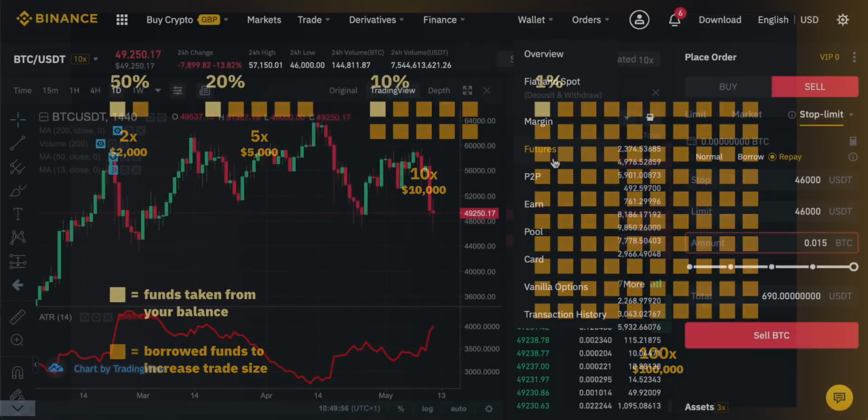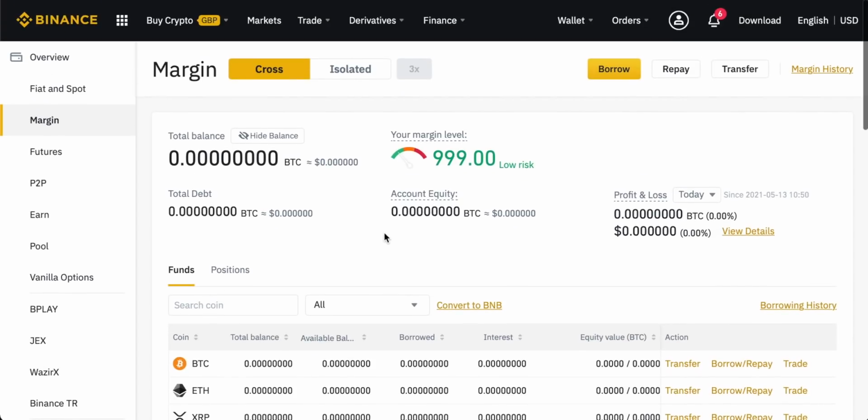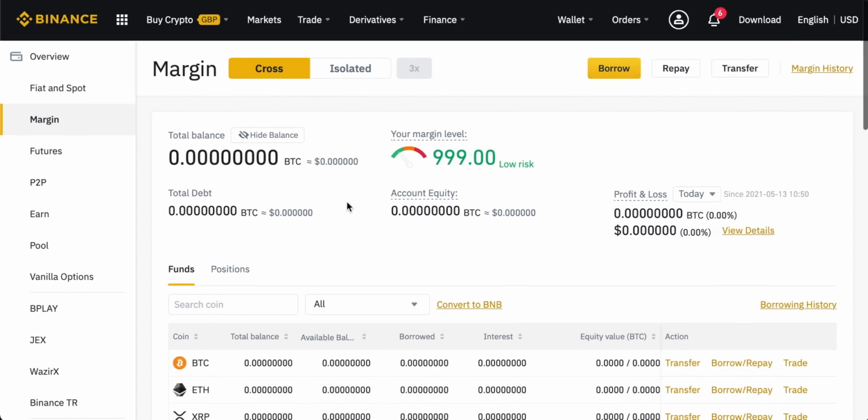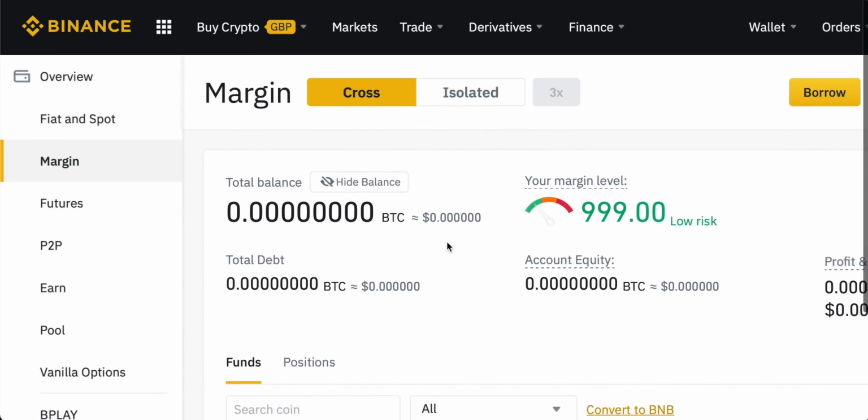So as you can see from my trading account, I actually don't use margin. I just don't think that margin is necessary for me considering the volatility of cryptocurrencies anyway. However, the option is there in Binance if you are looking to trade on margin and leverage up your trades.